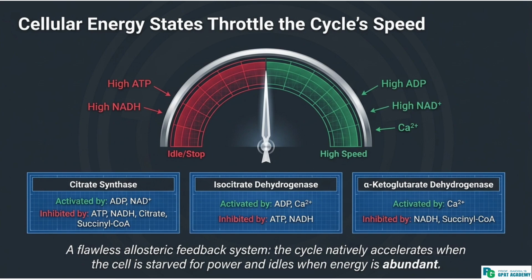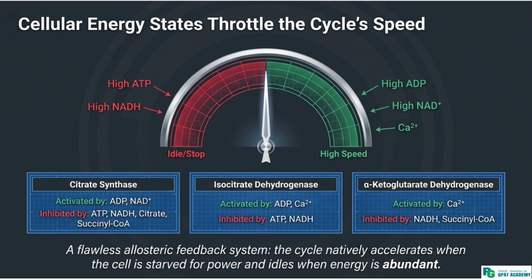How is the cycle regulated? The cycle is exquisitely tuned to the cell's energy status. The key control points are citrate synthase, isocitrate dehydrogenase, and the alpha ketoglutarate dehydrogenase. Citrate synthase is activated by ADP and NAD+, and inhibited by ATP, NADH, citrate, and succinyl-CoA. Isocitrate dehydrogenase is activated by ADP and calcium, and inhibited by ATP and NADH. Alpha ketoglutarate dehydrogenase is activated by calcium and inhibited by NADH and succinyl-CoA.